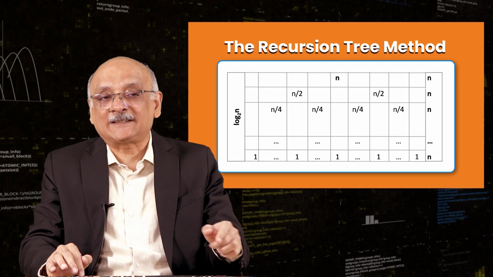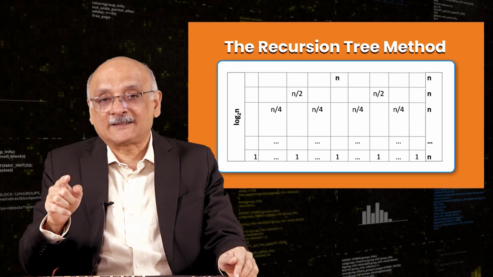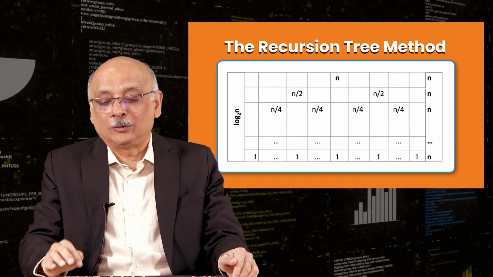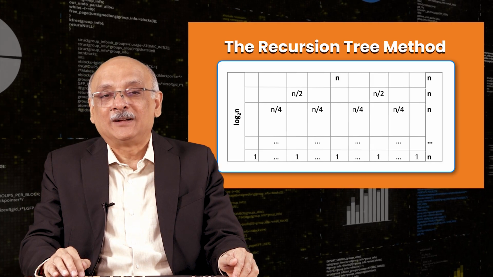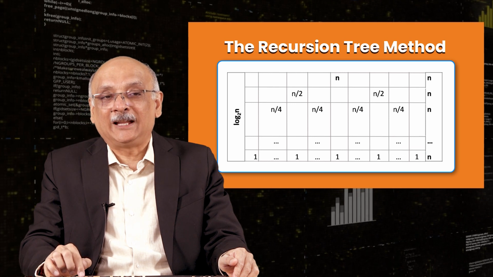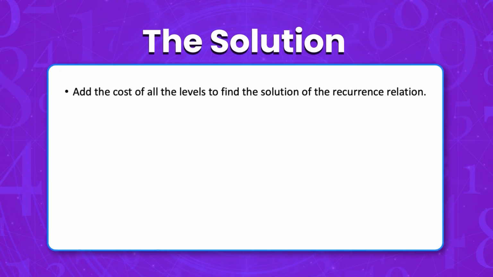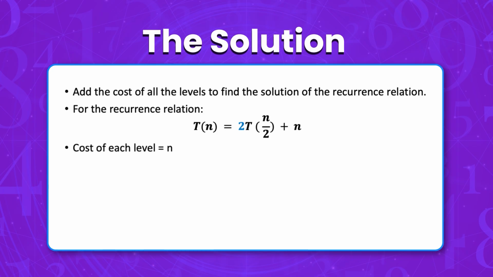And how many of these? Log 2n. So we will be requiring n steps, log 2n times. Therefore n into log 2n becomes n log n. So the solution basically is we add the cost of all the levels to find the solution of the recurrence relation. For this particular relation, the cost of each level is n, which is the plus n in this particular case.